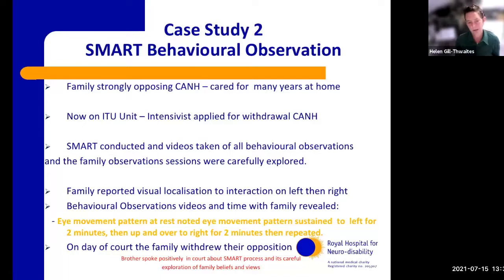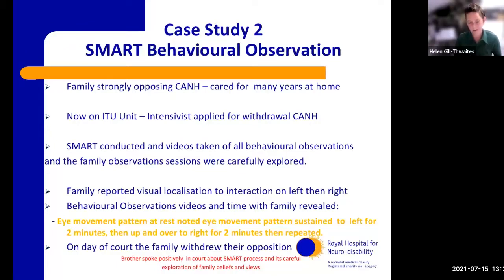But if we looked at the behavioural observation videos, at rest with no stimulation, and then worked it through with the family, we recognised that the eye movement pattern at rest was sustained to the left for 2 minutes, then looked up and over, and then to the right for 2 minutes, and then that repeated. I worked through this with them, asking them to just watch him at rest and not to do any intervention. We spent a lot of time together going through this.